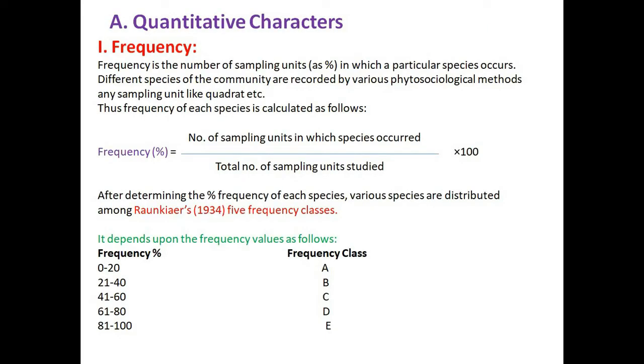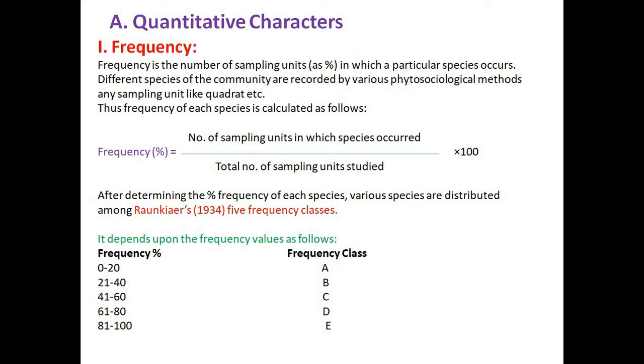So, quantitative characters. The first one is frequency. Frequency is the number of sampling units in which a particular species occurs. Different species of a community are recorded by various phytosociological methods, and the frequency of each species is calculated by the following formula. Percentage frequency is the number of sampling units in which the species occurred upon the total number of sampling units studied, into 100. This is how we can calculate the frequency of each species.